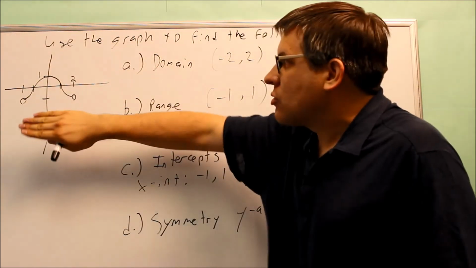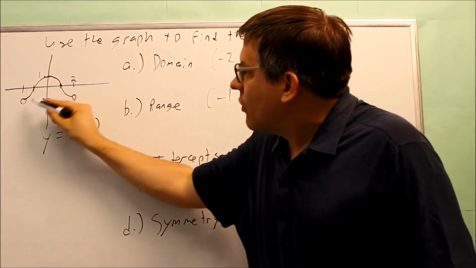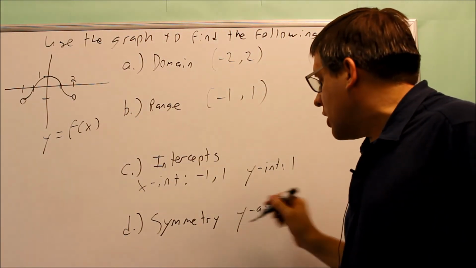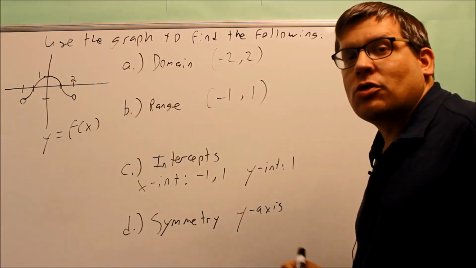I can't fold it this way, and I don't have the same thing in opposite quadrants either. So because of that, I'm going to say that the y-axis is the only kind of symmetry this one would have.